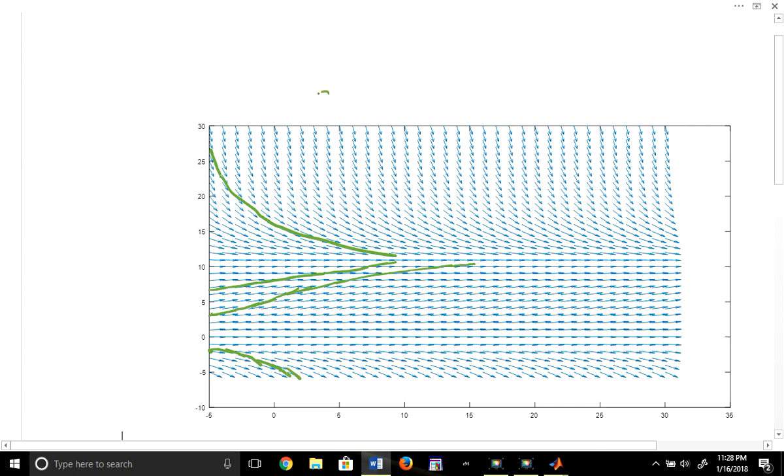So this is the slope field, and without even solving this equation, we can see the behavior of solutions. So this is 0.1 p times 1 minus p over 10. So without even solving this explicitly, we can see the behavior of the solutions looking at the slope field.